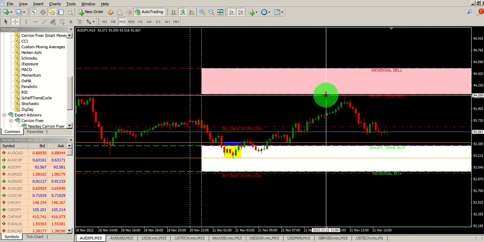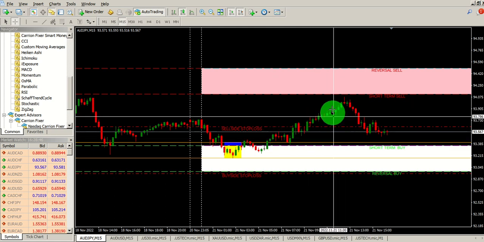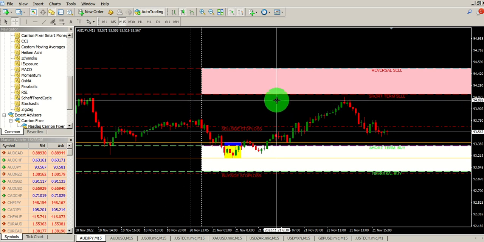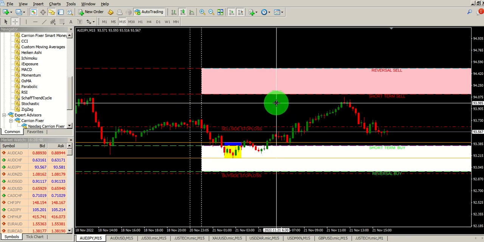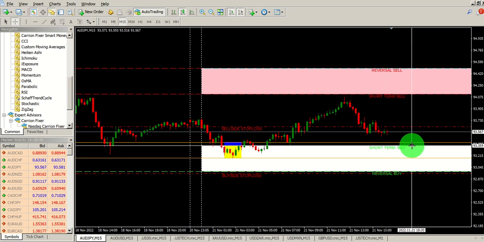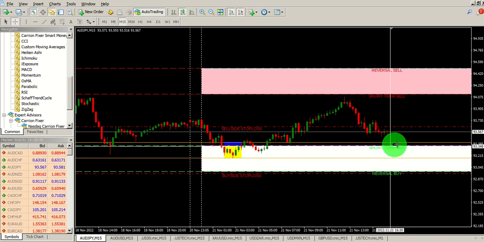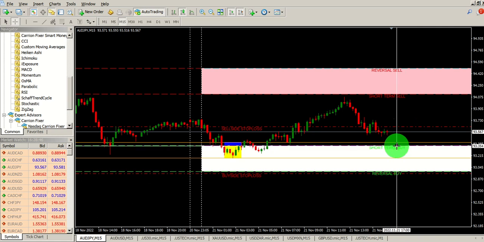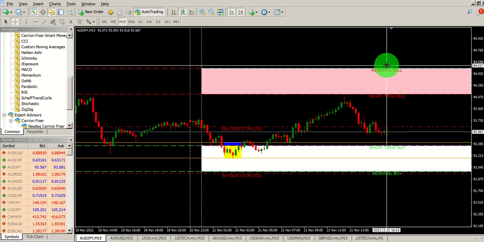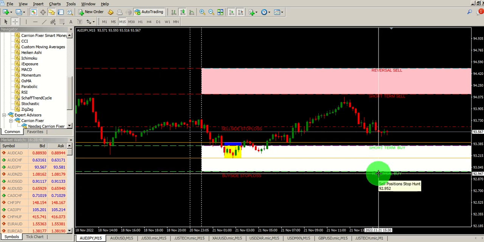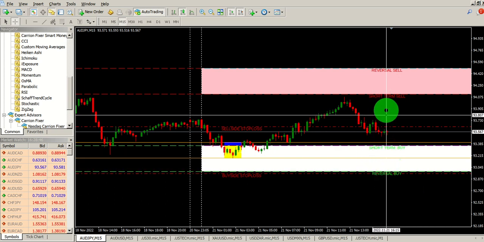So that's pretty much what I trade. After my setup gives me the green light, I sell and I target the short-term buy. By the way, this is an indicator that I developed for this strategy. This reversal sell and reversal buy is pretty much the daily range.